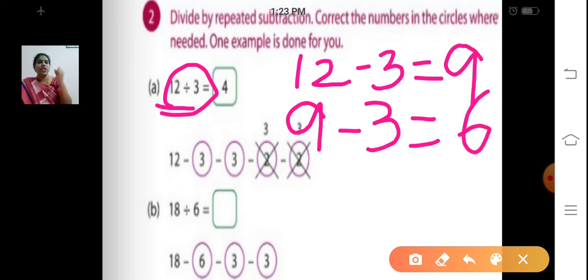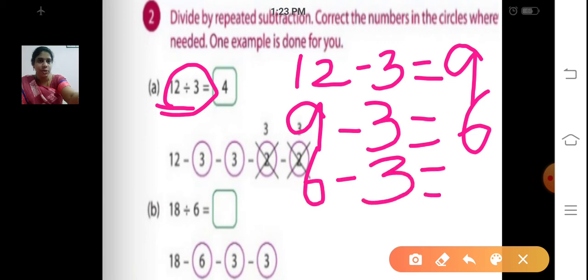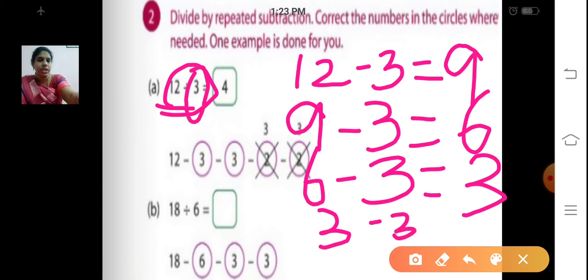9 minus 3 is equal to 6. After 3, 4, 5, 6, 7, 8, 9. So 6. Again from this 6 we are going to subtract 3. So 6 minus 3 is equal to 3. We are going to subtract till you reach 0. So again from this 3 we are going to subtract 3. 3 minus 3 is equal to 0.